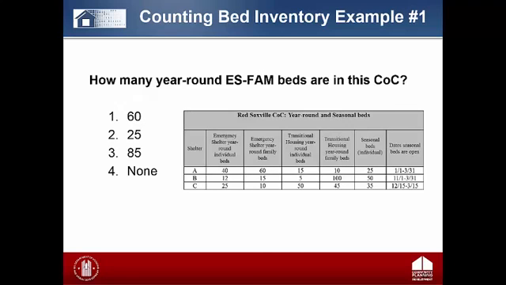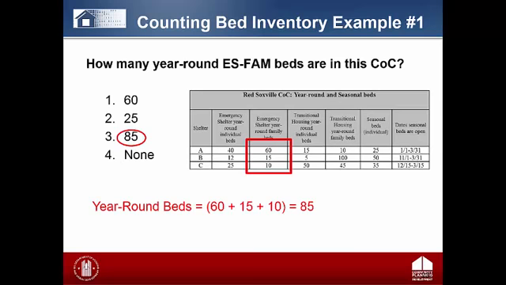For our first example, assume that a COC operates 3 emergency shelters with year-round beds for families. How many year-round emergency shelter beds are in this COC? If you answered 85, you are correct. You simply add the number of emergency shelter beds for families from shelter A, 60, B, 15, and C, 10, which equals 85.